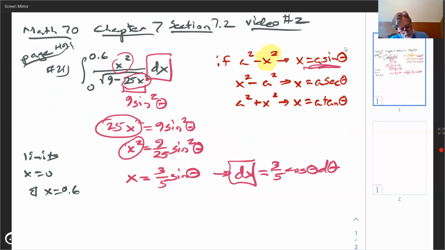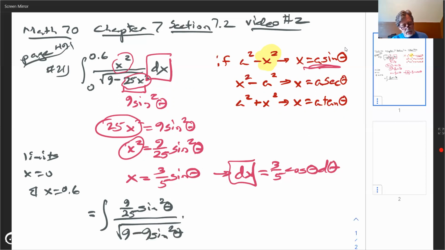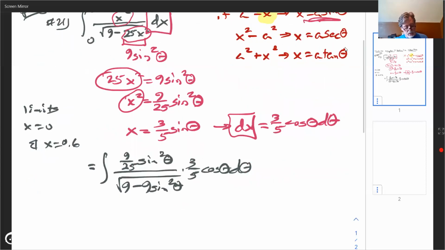So what we get with this substitution is we're looking at the integral. X squared is going to be replaced with 9/25 sine squared theta. Downstairs, we've got what we wanted, the square root of 9 minus 9 sine squared theta. But now the price to be paid is upstairs, and also with the dx, we're getting a 3/5 cosine theta d theta. Okay, looks horrible, looks miserable. I don't want to do it. It's okay, we got this.